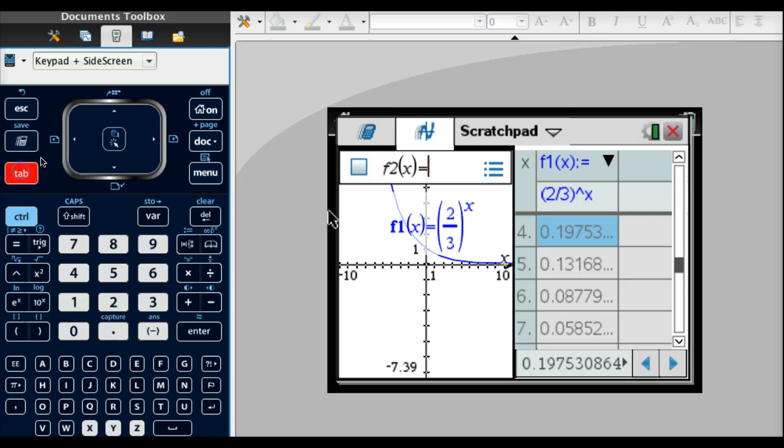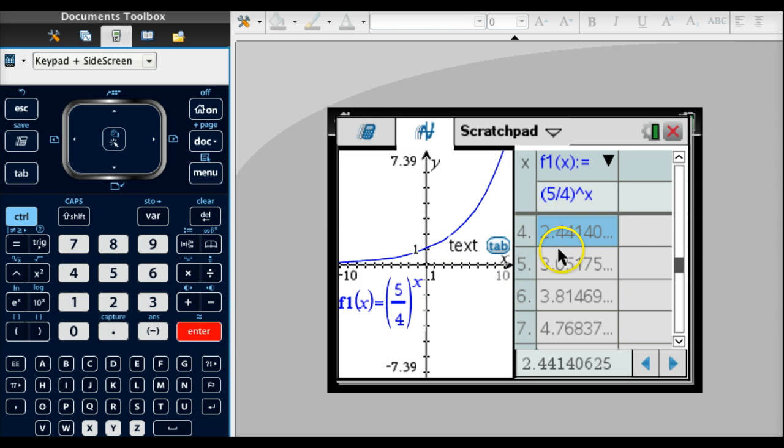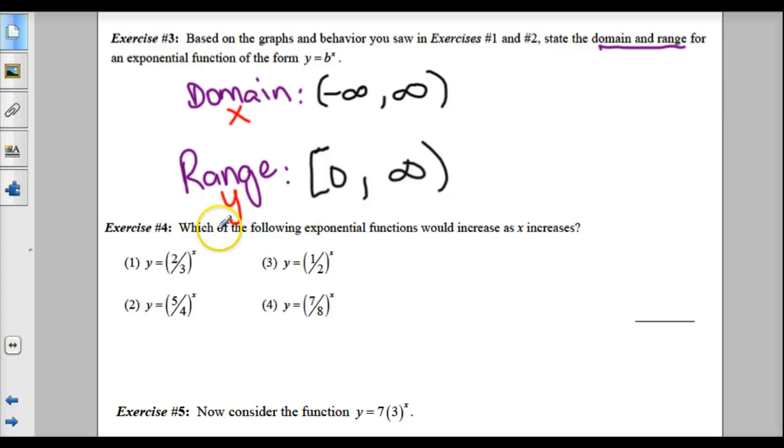So hit tab, you can go up, and then let's go back and change this to the second equation that we have. The second equation says it is 5 and make the bottom 4. Enter. Now look at this. When x is 4 it is 2.4. When x is 5 it is 3.05. When x is 6. Notice the number keeps going up, and that's exactly what this question is asking you for. Which of the following exponential functions would increase as x increases? It will be choice number 2.